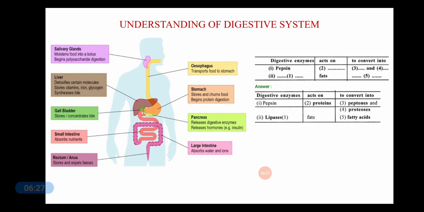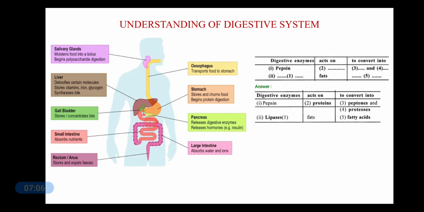Now, let us understand it in detail. The first part of the digestion starts inside your mouth. Your mouth has the salivary glands which mix with the food, which is now pushed inside the esophagus and to your stomach. The stomach stores and churns the food, and protein digestion begins inside the stomach. The liver and the pancreas are present near the stomach. The liver is above the stomach, whereas the pancreas is below the stomach.